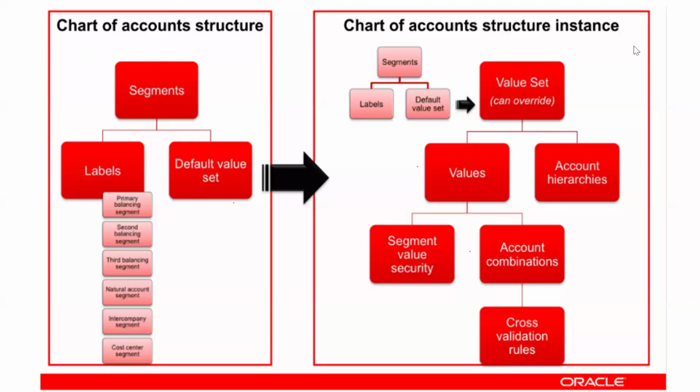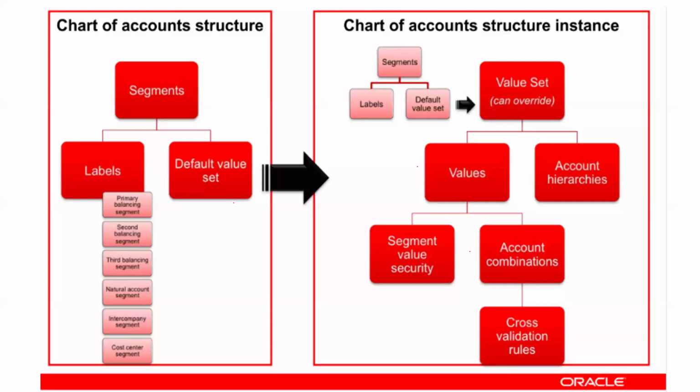Next level is the instance level. Using the same structure we created here, you can make some changes based on your requirement. You can change the value sets, add values for the segments, and create segment hierarchies and account hierarchies. There are different options. At the instance level we have multiple functional options, and we can enable them based on our business process requirement.